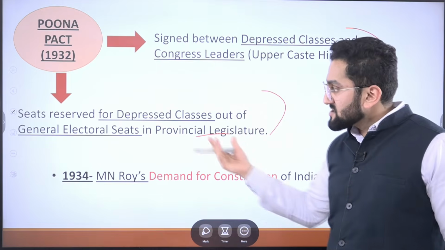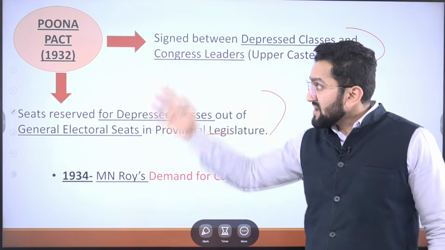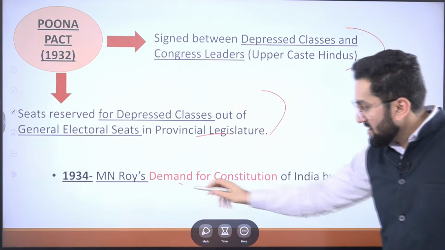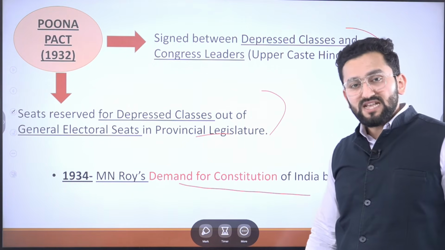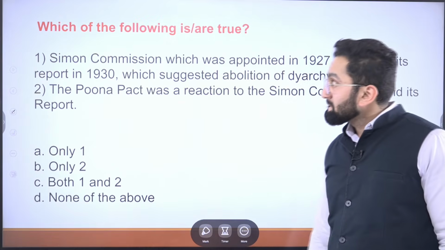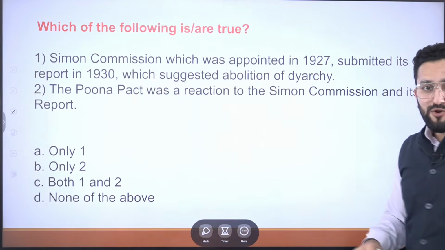Okay, so this was considered a better way. At that point of time in 1934, M.N. Roy raised the demand for a Constitution in India by Indians. Please remember M.N. Roy. Now, there's a question for you.